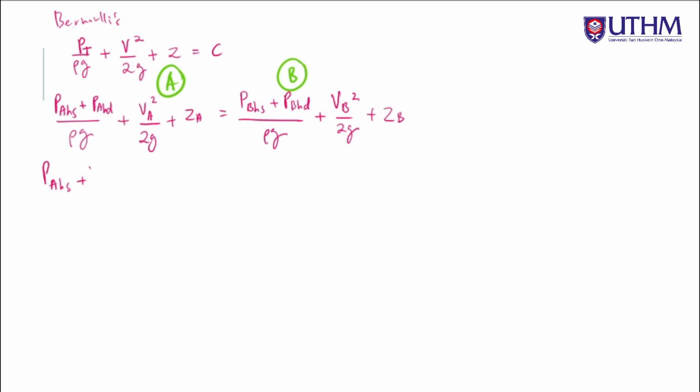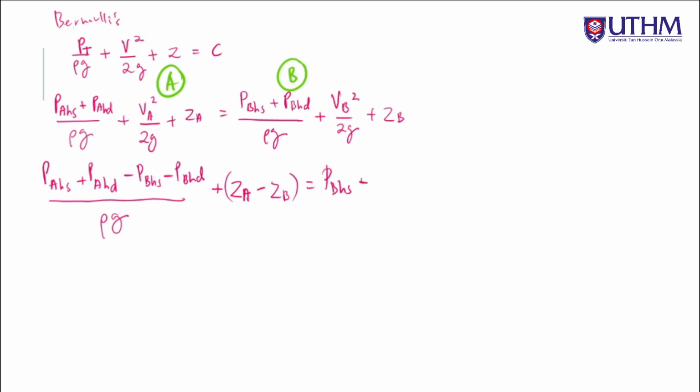Okay, macam kita nak gabung PAHS plus PAHD minus PBHS minus PBHD over rho G. Velocity kita bawa ke kanan, so on the left hand side kita hanya ada the elevation ZA, ZB pergi sana, dia jadi minus ZB. Okay, yang ni satu parts equal to PBHS plus no yang ni kita dah bawa, kita hanya ada velocity belah kanan kan. So kita ada VB squared minus VA squared over 2G.